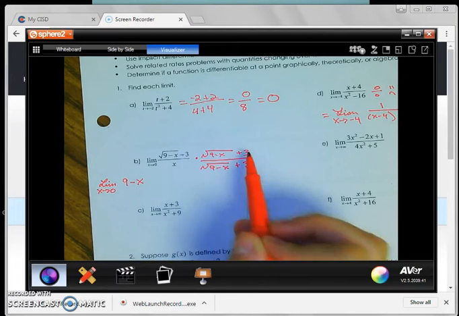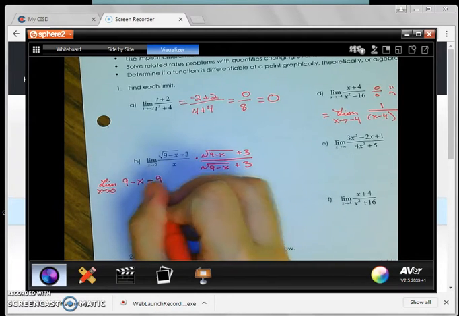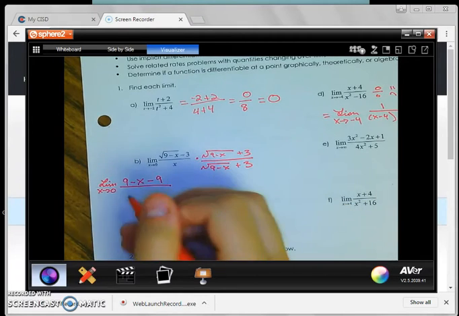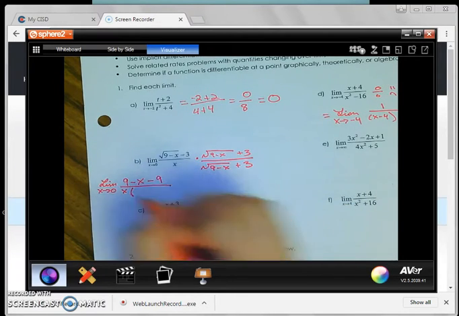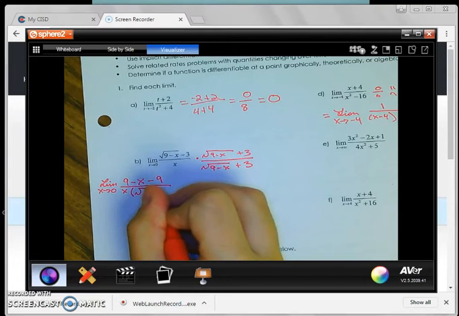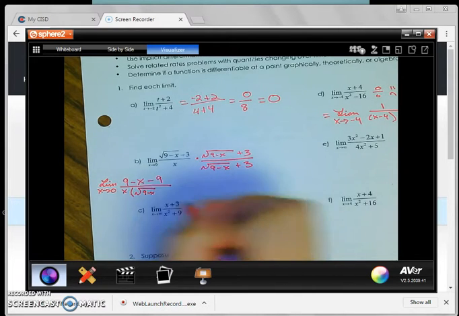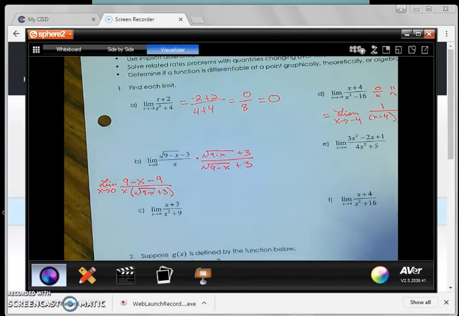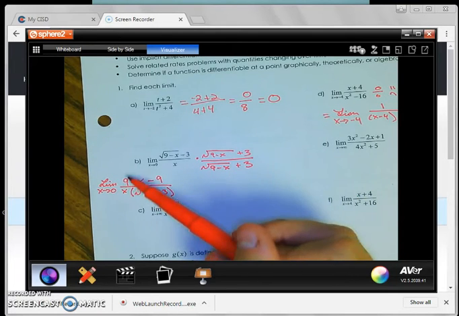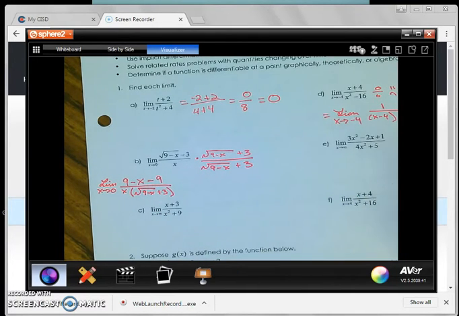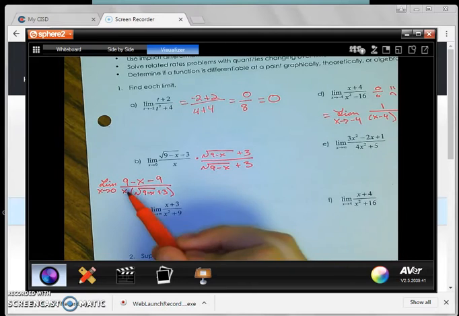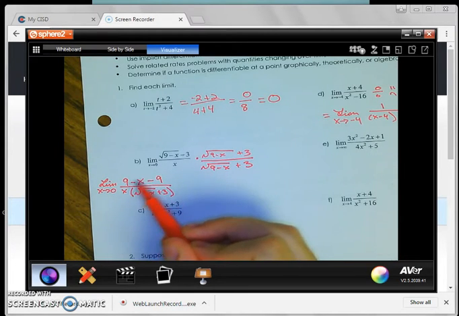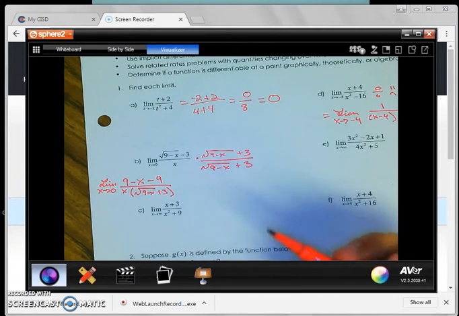When I multiply this times this, I get a -9 over, I would just recopy that. So it'll be this, and I'm multiplying it by that whole thing, plus 3 there. Okay, so this 9 and this -9 are going to cancel each other out. Then this x would also be able to cancel out here, leaving just a -1 in the numerator.